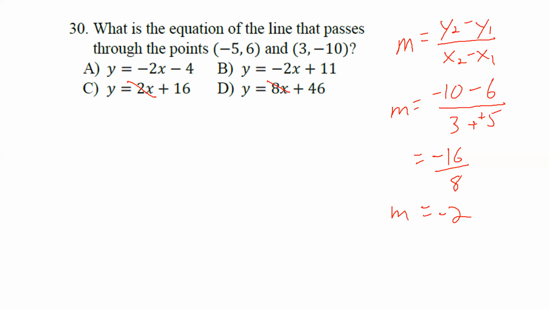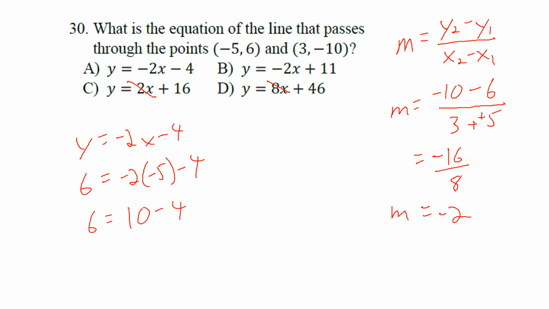So let's do A. If I was to plug in to that equation that they gave us for A, that -5, 6, would I get a true outcome? So -2 times -5, that's going to be 10. 10 minus 4 is 6. All right, so far that one looks like it could work. Let's try it in B.